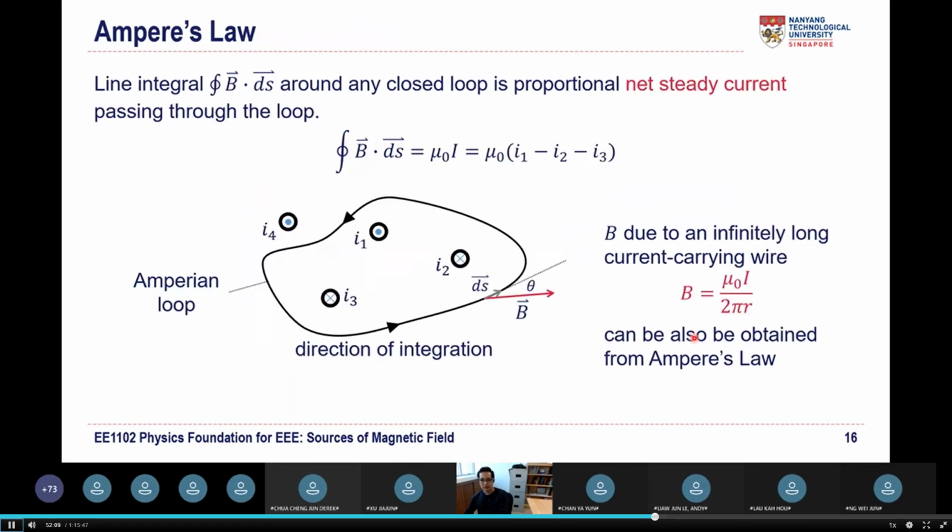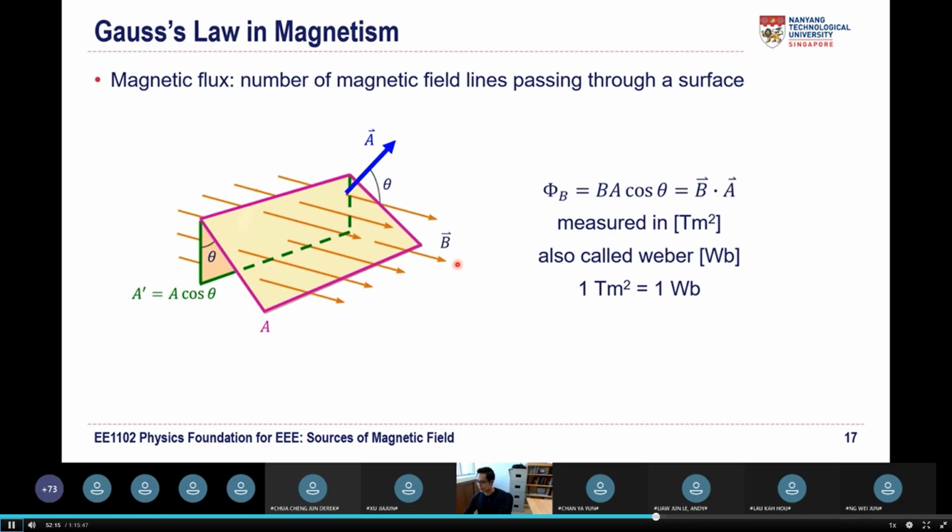Okay. So now the next part, we're going to look at Gauss's law in magnetism. If you remember what Gauss's law in electricity is, remember that?